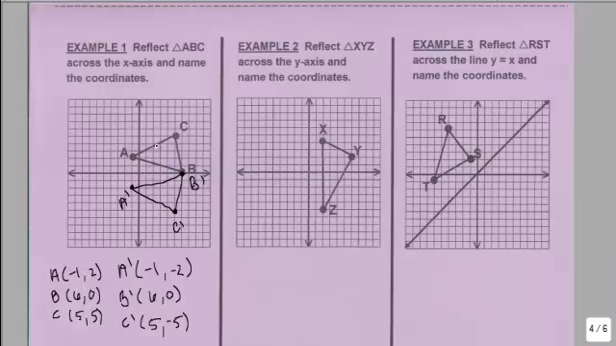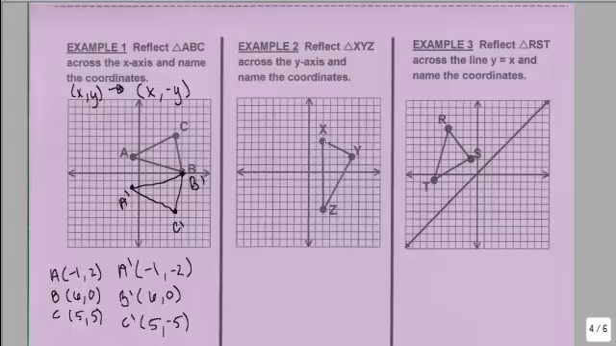So all that happened from our original xy is that the x's stayed the same, and then we changed the sign of the y. So whenever you reflect across the x-axis, all that happens is that your y changes its sign.